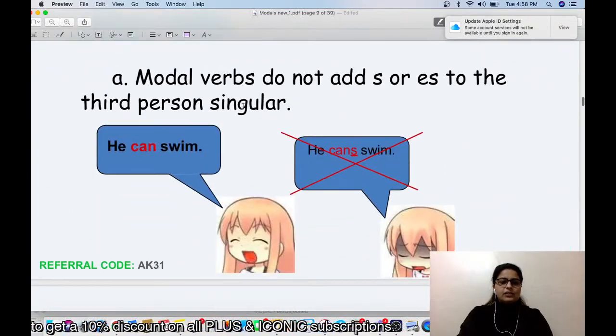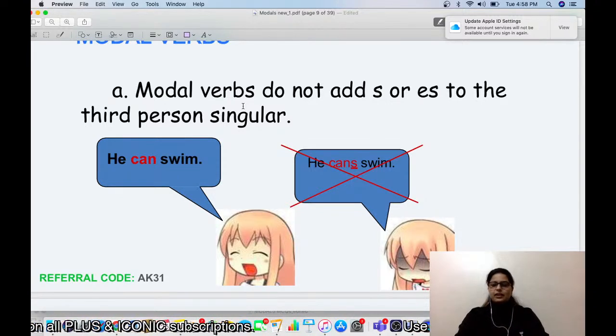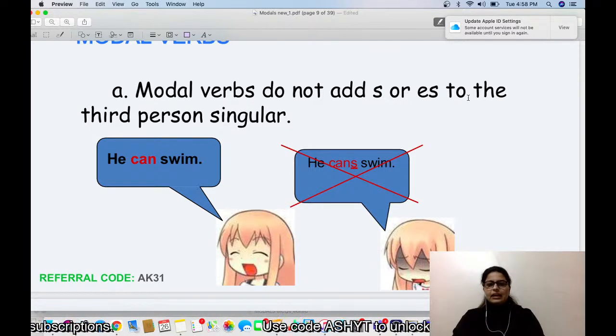Nonetheless, moving ahead, children, some prime rules that you just cannot forget are here on the screen. First one, modal verbs do not add S or ES to the third person singular. Like you can see, he cans. We can't write like that. Okay?